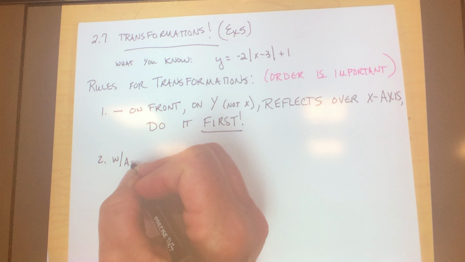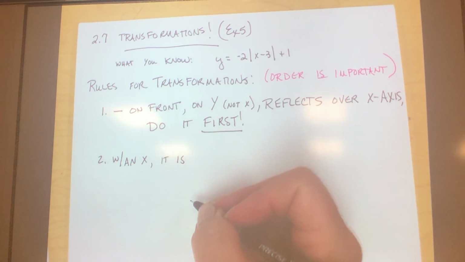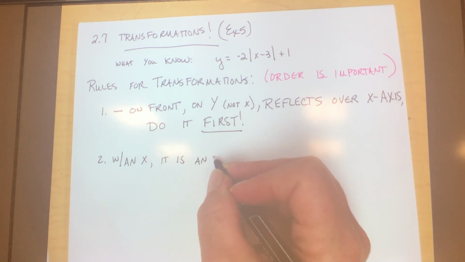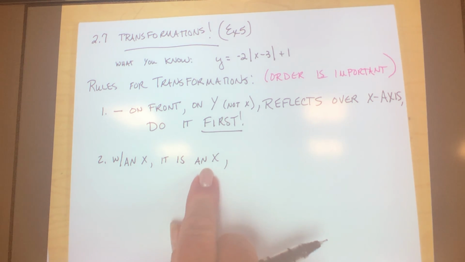If it is with an X, it is what? An X. Yeah. If it is with an X, it is an X. Birds of a feather flock together.